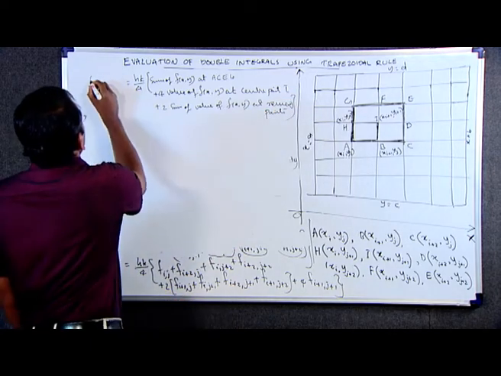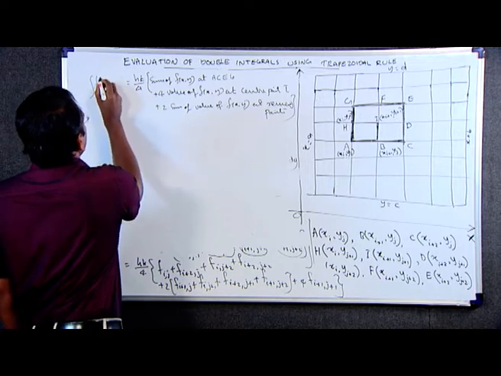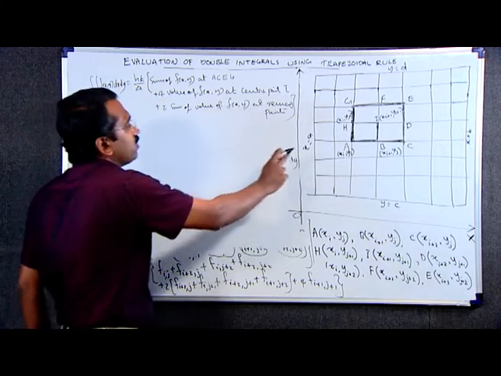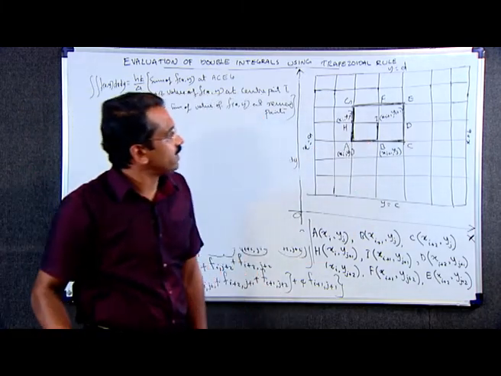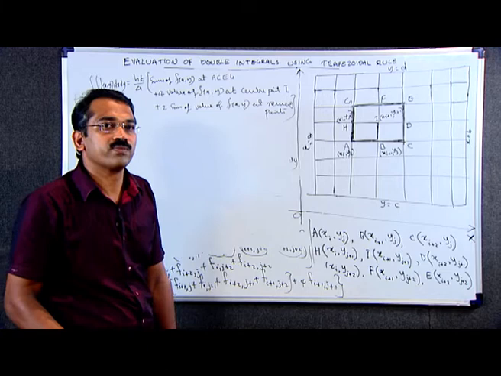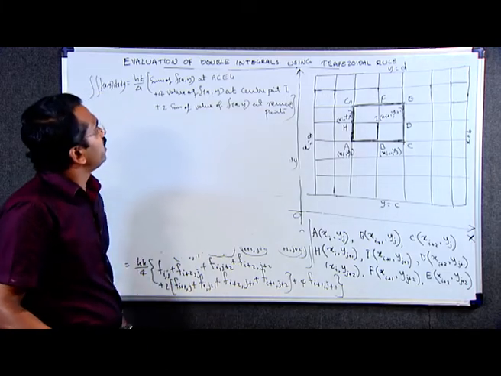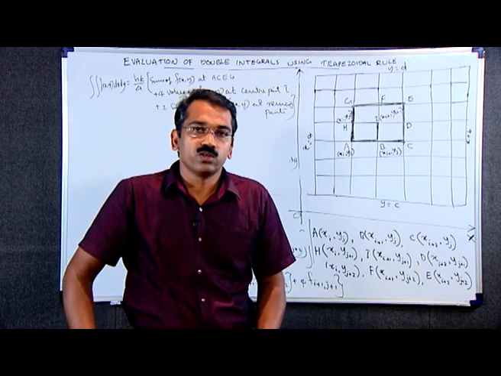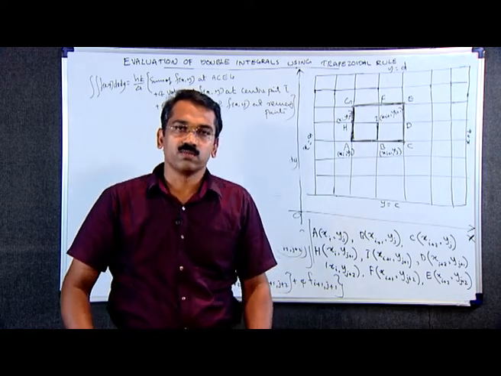This is the repeated double integral of f(x, y) dx dy over the rectangle ACEG. This is the method of evaluating a double integral using the trapezoidal rule of integration.